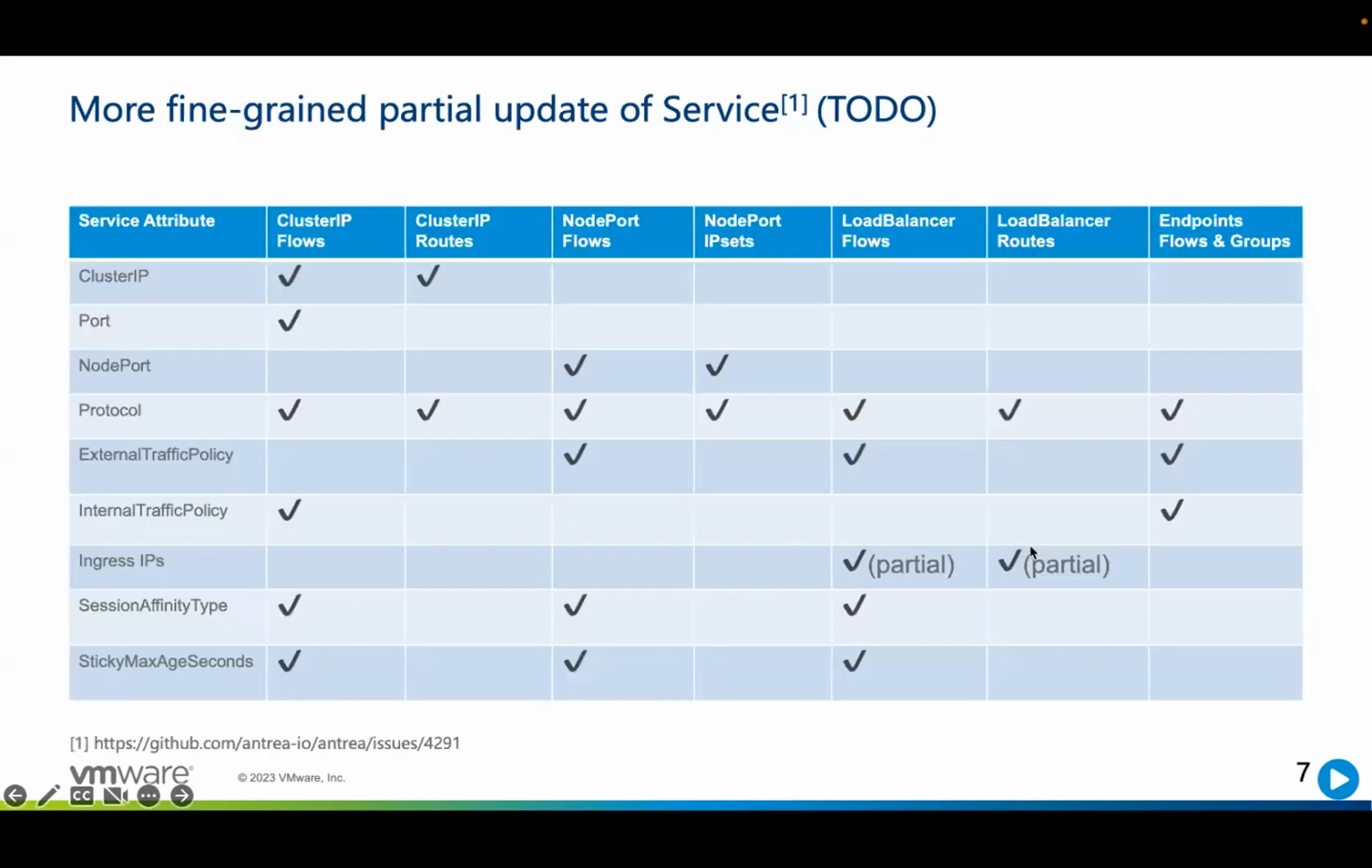Another item is more fine-grained partial update of a service. In the current proxy code, we only partially update load balance flows and routes for ingress IPs. For other attributes of a service, all corresponding flows, routes, and IP sets will be uninstalled and reinstalled.